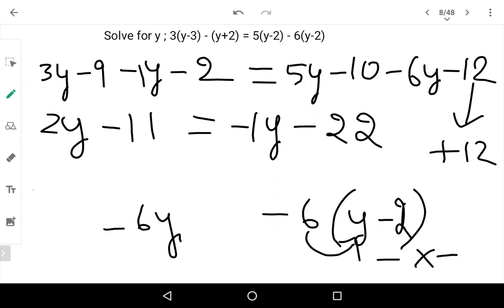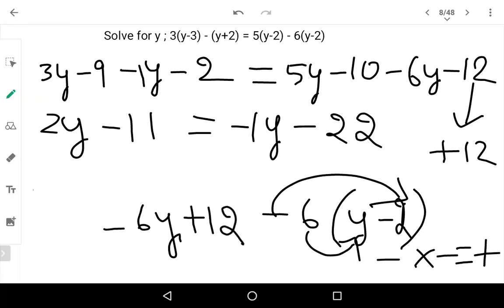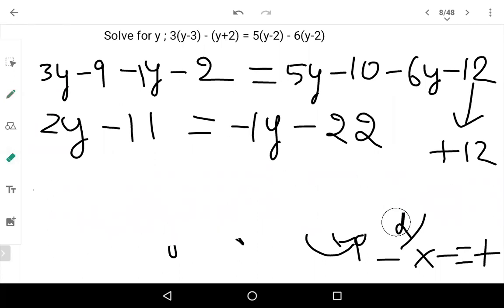Minus into minus is, what will be minus into minus? Plus. That is where we have missed out. See, minus 6 into minus 2 is plus 12, right? Minus into minus is plus, 6 2s are 12. So this is not minus 12, but it is going to become plus 12.